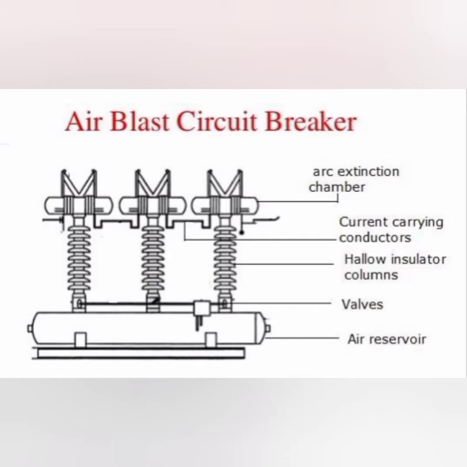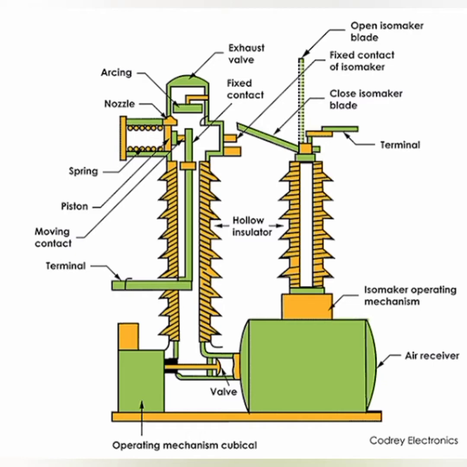So commonly it consists of an arc extinction chamber. Next is your current carrying conductor. Next is your hollow insulator, followed by the valves through which the gases or compressed air will flow at the time of arc quenching. Then at the bottom, air reservoirs will be placed. So these are the main internal structural parts of your air blast circuit breaker.